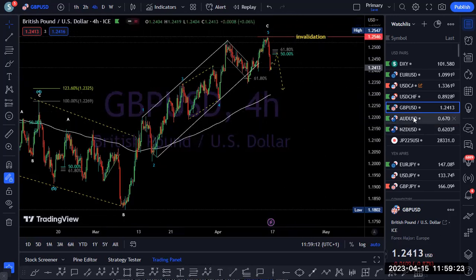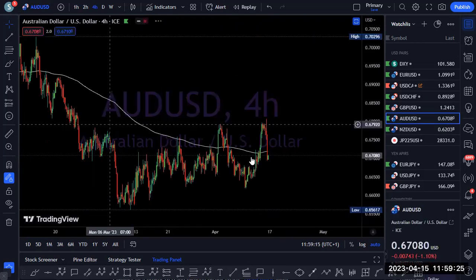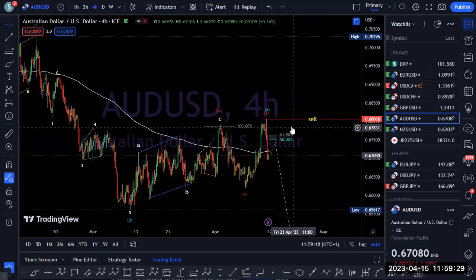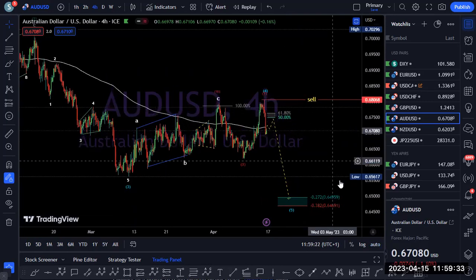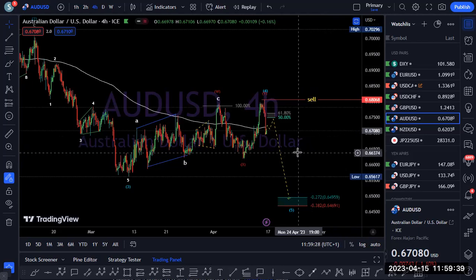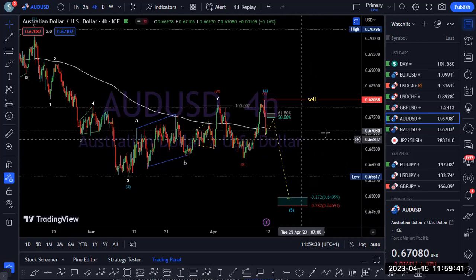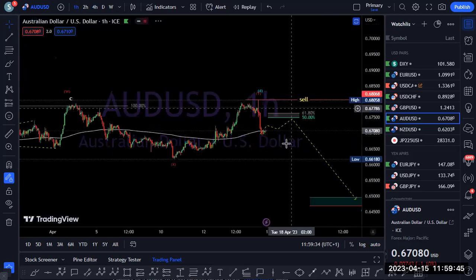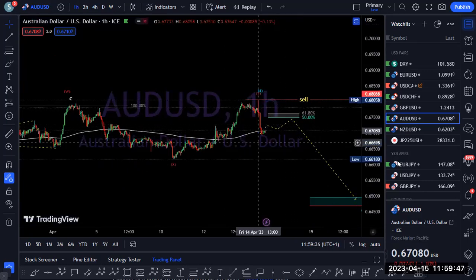Okay, so AUD USD, I'm starting off a new low. So my target on AUD USD is 0.65 or 0.6445 or thereabouts. So the selling is still much on AUD USD. So 1 hour charts, look for sell entry.